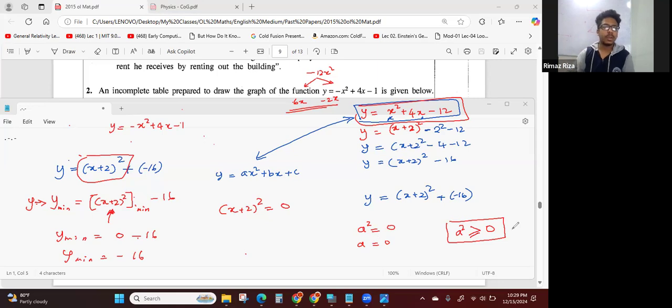So therefore here x plus 2 is equal to 0. Okay, so if you take x plus 2 to the other side, x equals minus 2. That is obvious, no? If you put minus 2 here, minus 2 and plus 2 is 0, 0 squared is 0. If you put minus 2 here, you get 0, right?